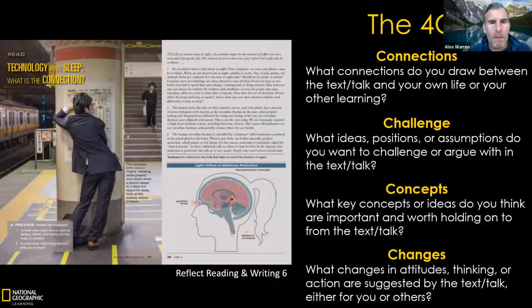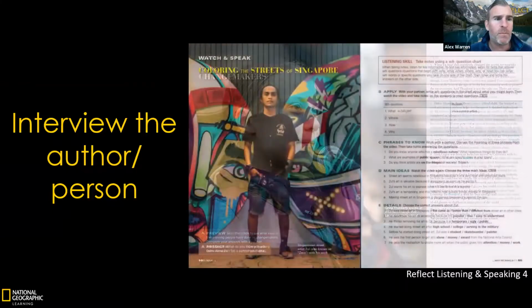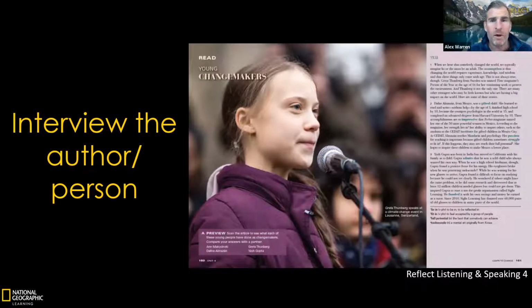Okay, a couple of other routines that you could do with your students post reading or post viewing. Really simple one. We saw earlier, interview the photo, getting them to think about what questions they'd ask that person or the people in the photo. We can do it with the text as well. Interview the person, interview the author. So a lot of texts in NGL books, this one's taken from Reflect, are about people that they may or may not know, but they're about real people. What questions would you like to ask that person or the author?